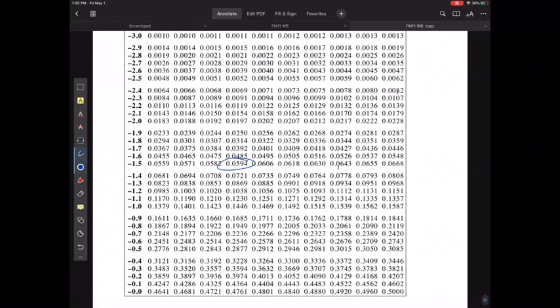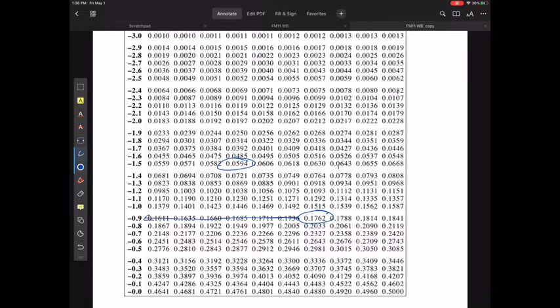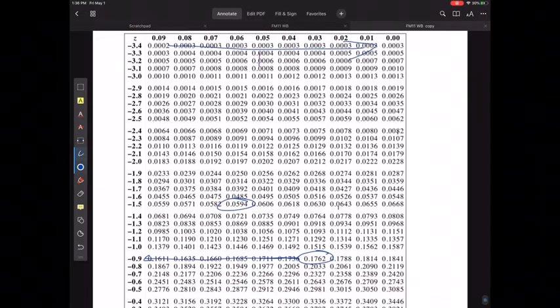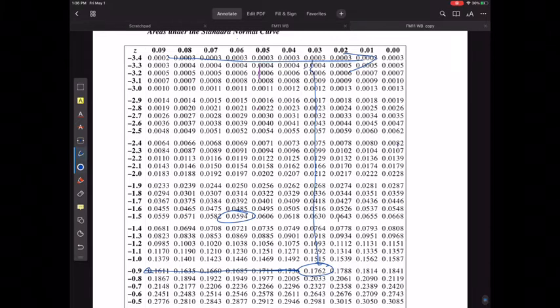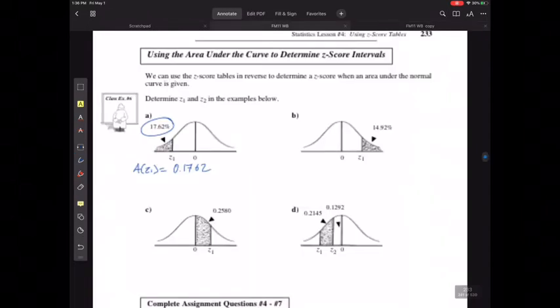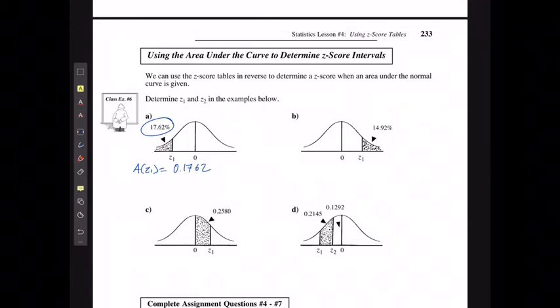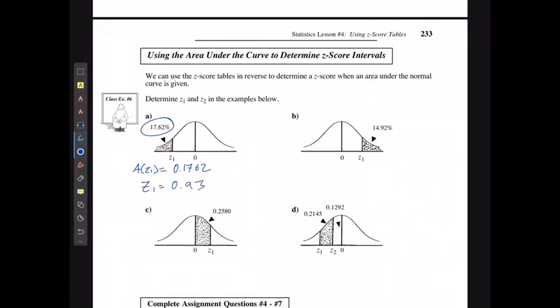So I can scroll down until I find one that is 0.17. Follow over, and then I found my point. Now I'm going to go straight to the left from there, and I know it's going to be negative 0.9, and I'm going to go straight up from there and say that's going to be 0.93 is going to be the last digit, which means that this is going to equal 0.93.